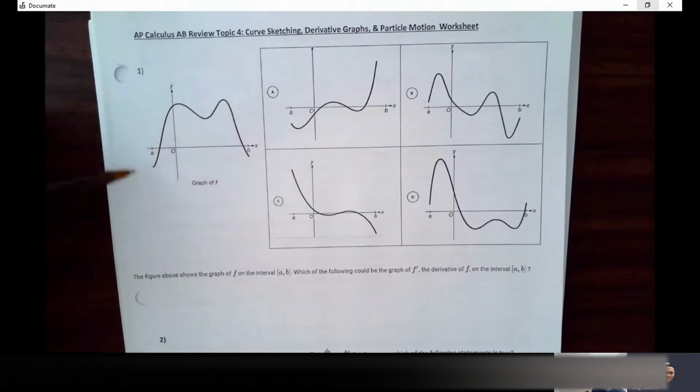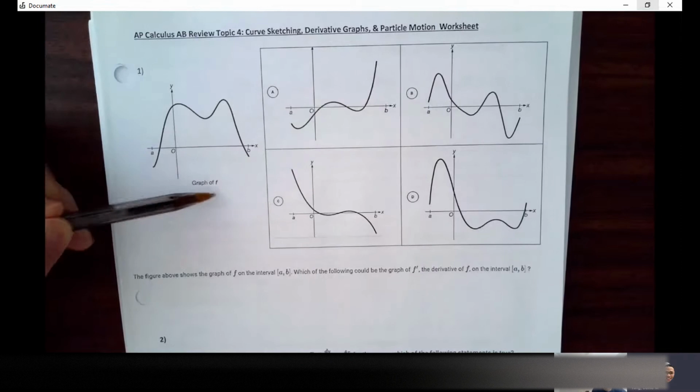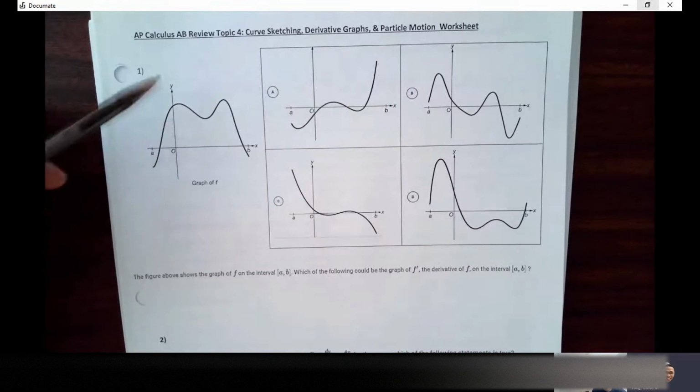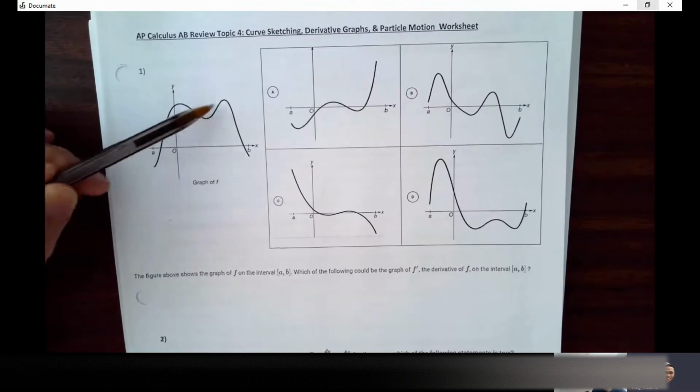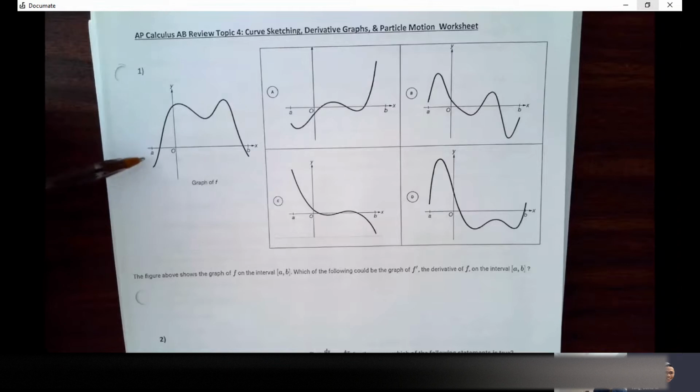So I think the max and mins are easy to find. This is the original graph, so wherever we see our max and mins, where we expect them to be is very straightforward. So that's our max. We got a relative min there. We have a relative max there.